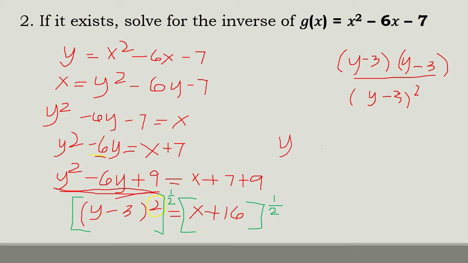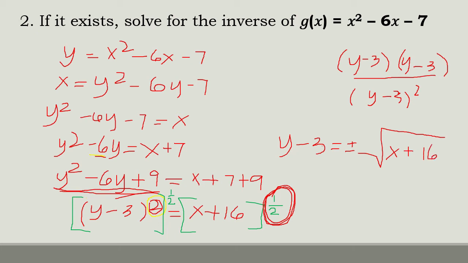So ito ngayon ay magiging y minus 3 is equal to, okay, so 1/2 is equivalent to square root. Okay, so since this is quadratic, it means the factors are dalawa. Isang positive at isang negative. Okay, so this becomes y minus 3 equals positive, negative. Square root is 1/2 is equivalent to the square root sign or radical sign. So that this is y minus 3 equals positive, negative square root of x plus 16.